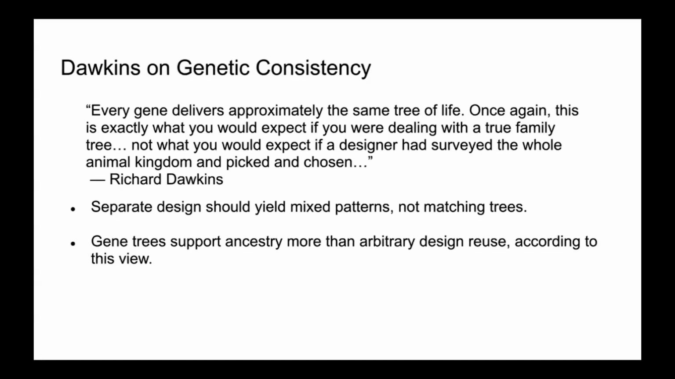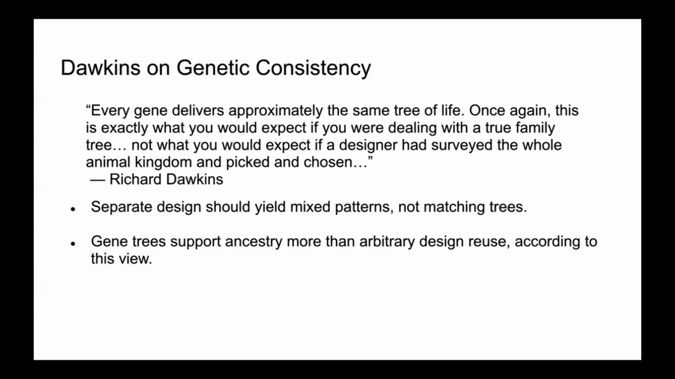And this point is actually reiterated by Dawkins himself. So Richard Dawkins says famously, "Comparative DNA or protein evidence can be used to decide, on the evolutionary assumption, which pairs of animals are closer cousins than which others. What turns this into extremely powerful evidence for evolution is that you can construct a tree of genetic resemblances separately for each gene in turn. And the important result is that every gene delivers approximately the same tree of life. Once again, this is exactly what you would expect if you were dealing with a true family tree. It's not what you would expect if a designer had surveyed the whole animal kingdom and picked and chosen or borrowed the best proteins for the job, wherever in the animal kingdom they may find it."